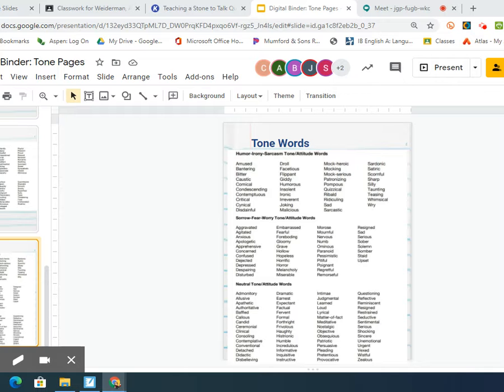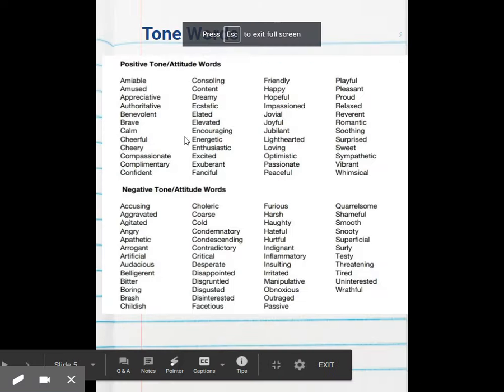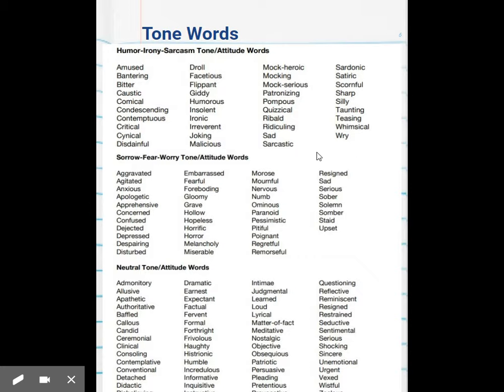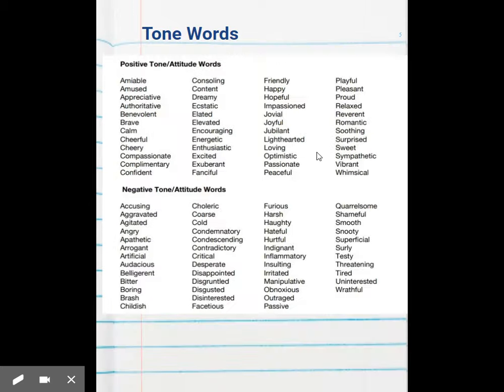What tone words, if you're looking at your list, what tone words might you apply? And I think by categorizing the word, we know we're talking about positive, right? Overwhelmingly positive. We can ignore humor, irony, sarcasm, sorrow, fear, worry. I think she's more than neutral, which brings us back to this. So when we look at that list of words, how does she feel?